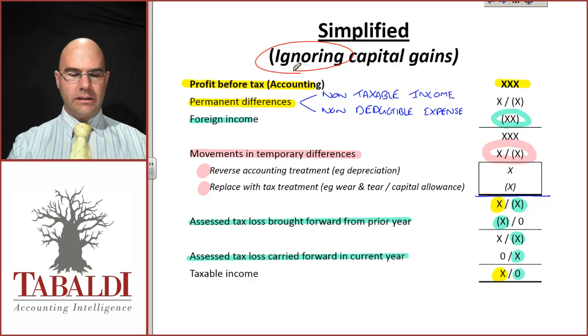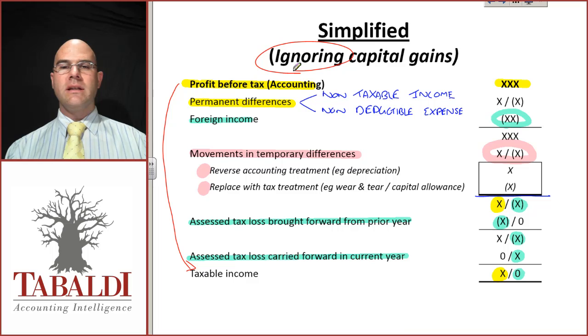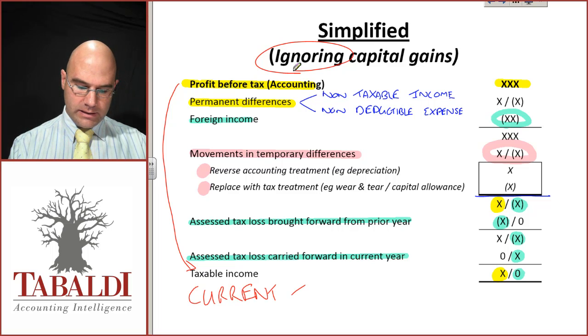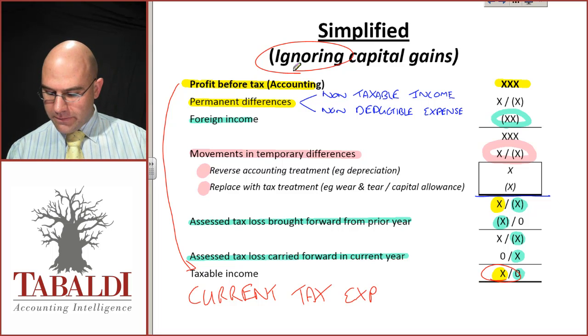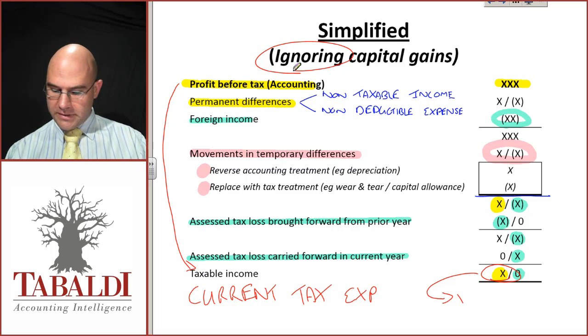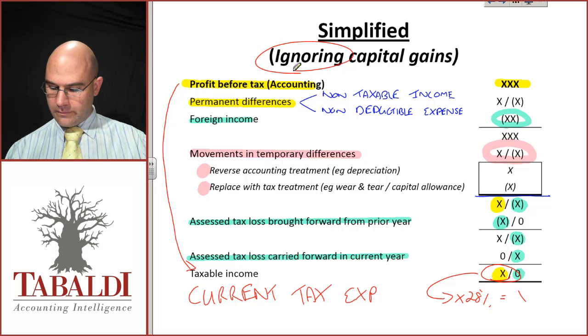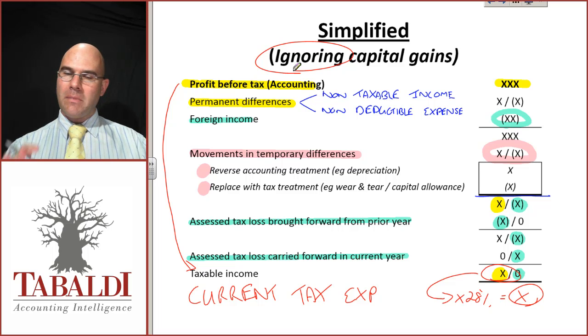Please, the big picture here is profit before tax needs to be converted into taxable income. Once you have your taxable income, you will then calculate your current tax expense by taking that figure of taxable income, multiplying it by the tax rate, which currently we'll say is 28%, and that will be your current tax expense. Learn this format, make sure you understand it. You have to be able to apply this properly going forward from now on. Thank you.